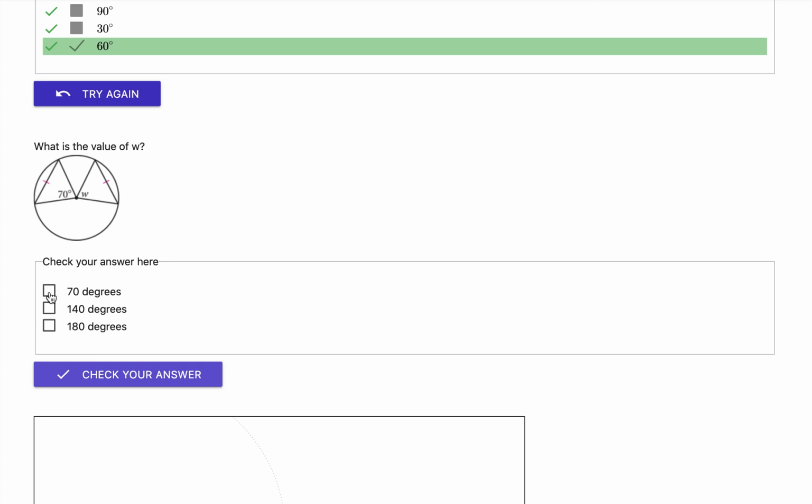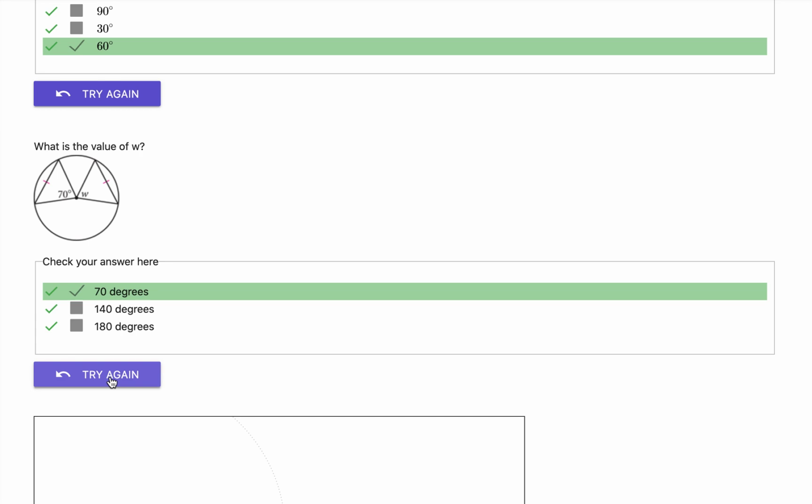The measurement of W is going to be 70 degrees, because if the chords are congruent, their central angles are also congruent.